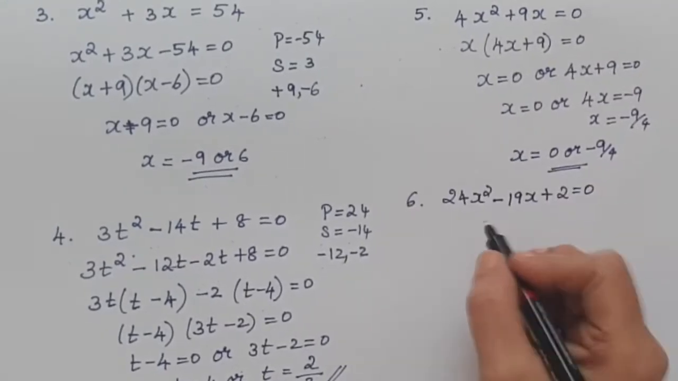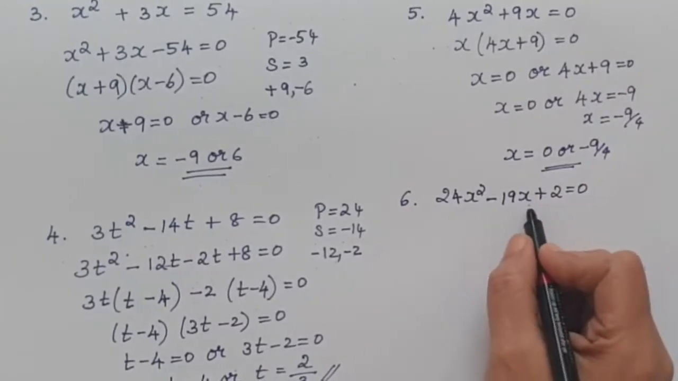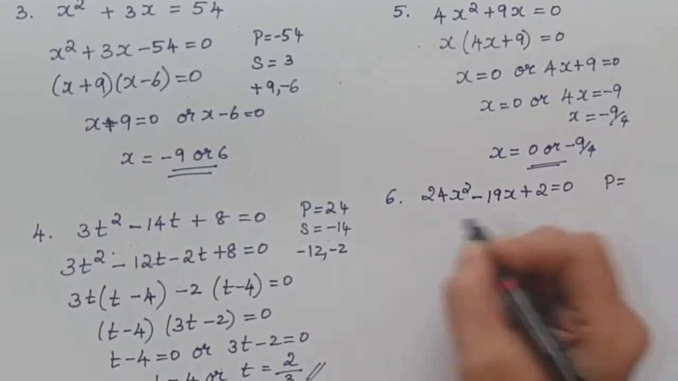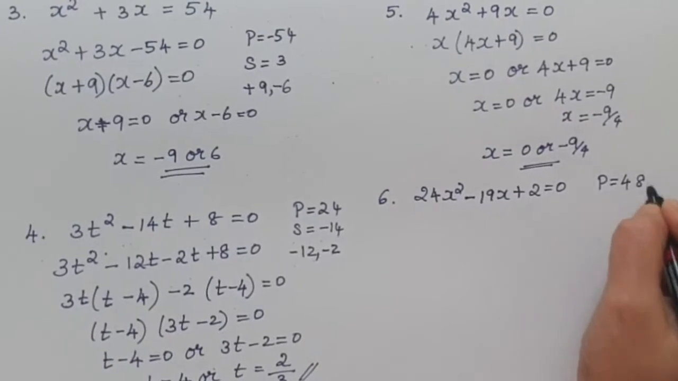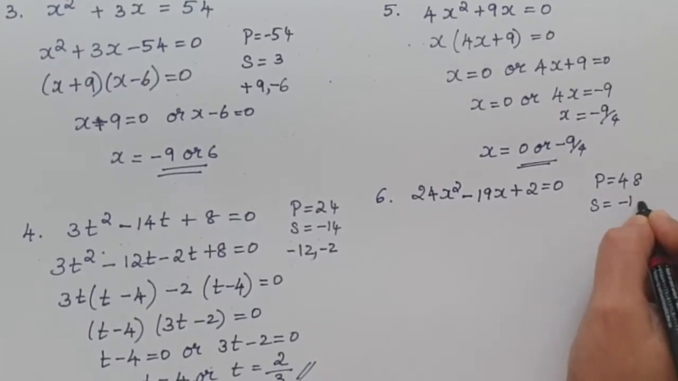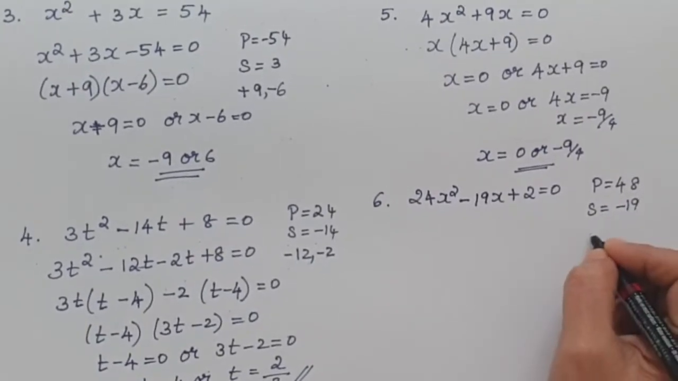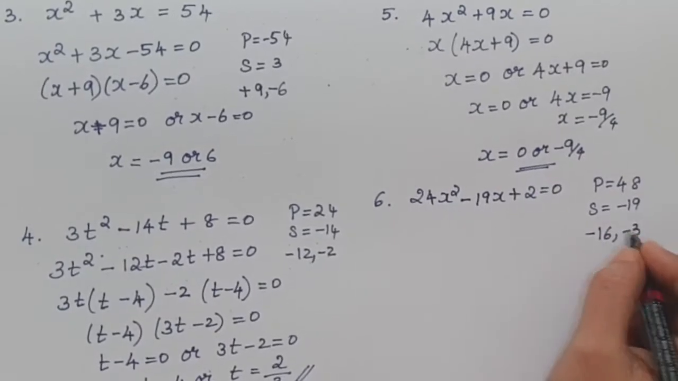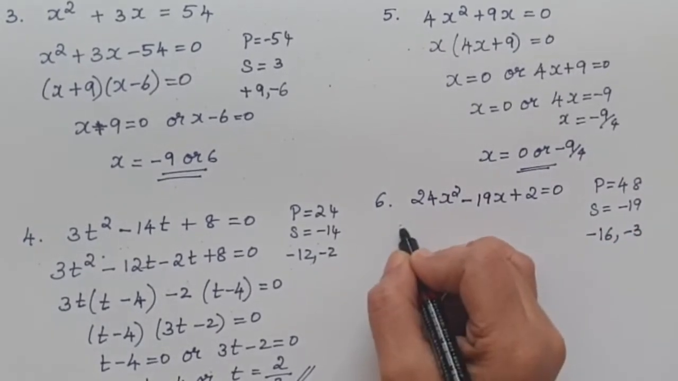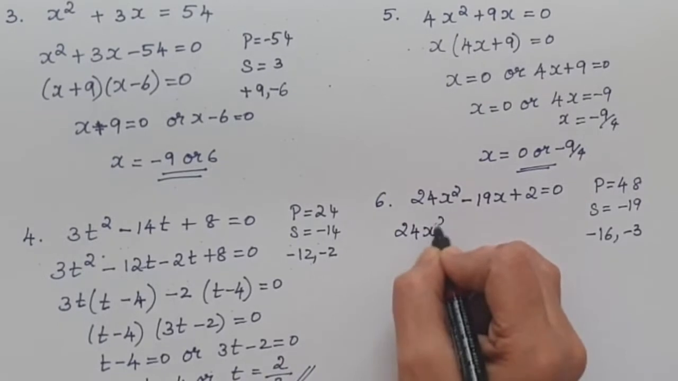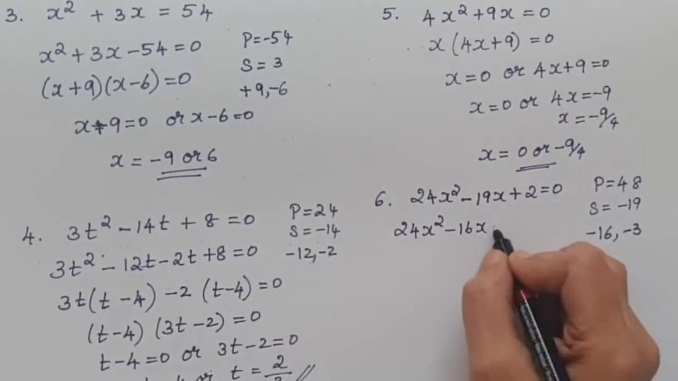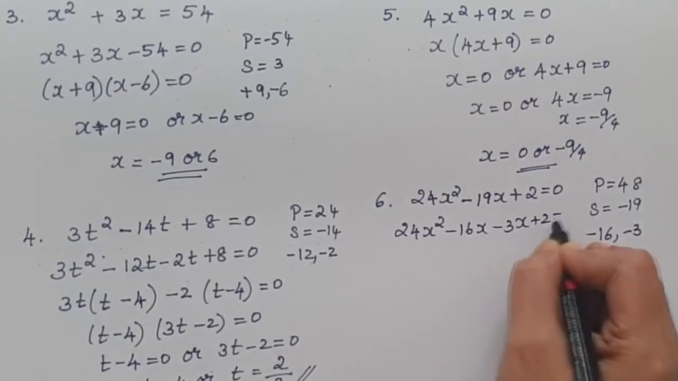Now the sixth question, 24x square minus 19x plus 2 equal to 0. Now our product has to be 24 into 2 is 48 and the sum has to be equal to minus 19. So it will be minus 16 and minus 3. When you multiply minus 16 and minus 3, it is 48. When you add them, it is minus 19. So we'll write it 24x square minus 16x, then minus 3x plus 2 equal to 0.